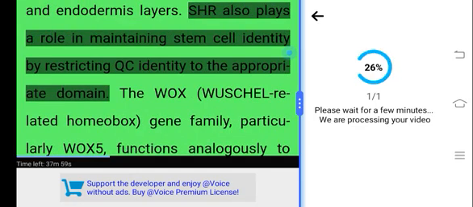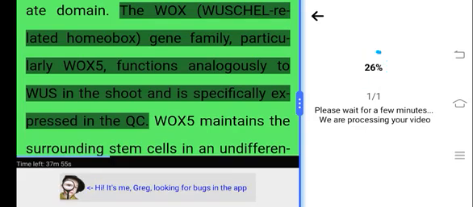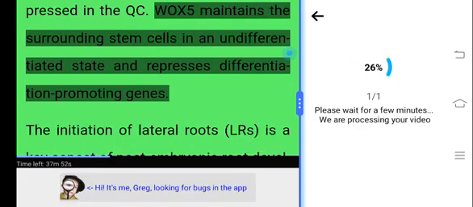SHR also plays a role in maintaining stem cell identity by restricting QC identity to the appropriate domain. The WOX (WUSCHEL-related homeobox) gene family, particularly WOX5, functions analogously to WUS and is specifically expressed in the QC. WOX5 maintains the surrounding stem cells in an undifferentiated state and represses differentiation-promoting genes.